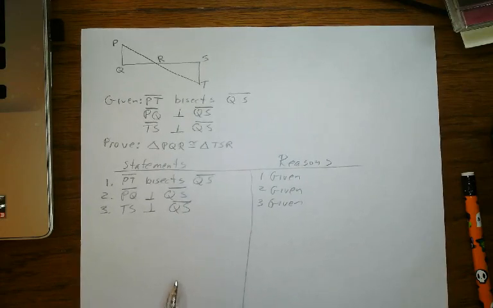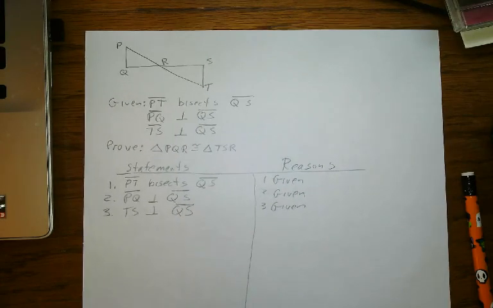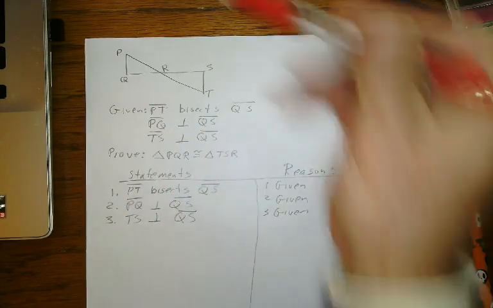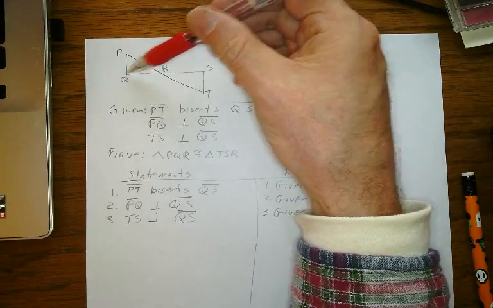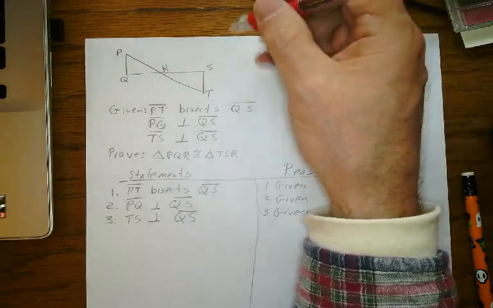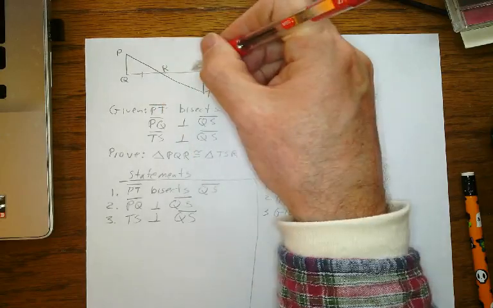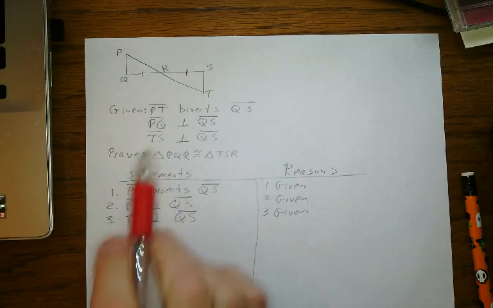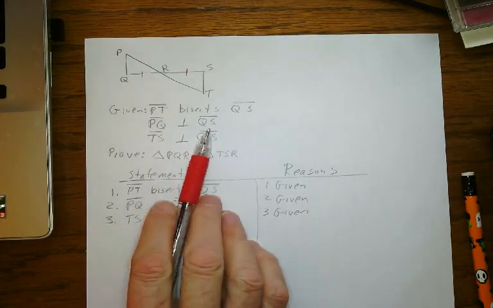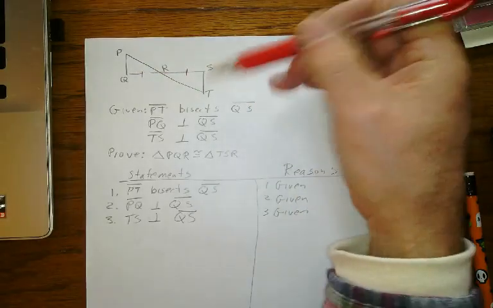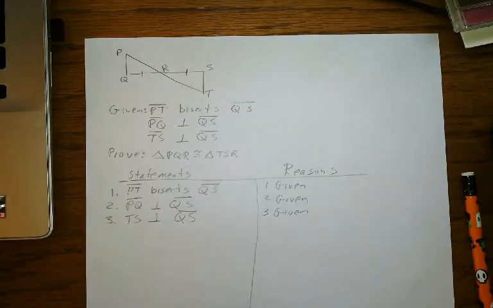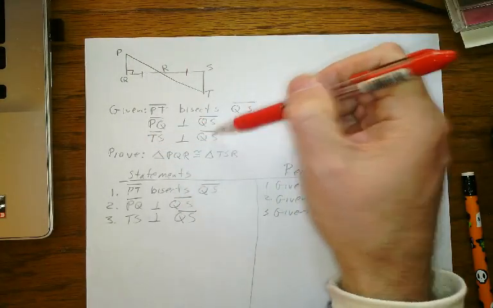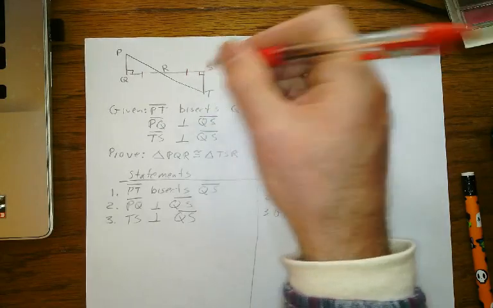What I want you to do next is mark your diagram based on what's given. So we look, we see that PT bisects QS. Here's PT, and it bisects QS. So hopefully you remember that bisect means cuts into two congruent parts. So we've marked the bisector. Then we have PQ perpendicular to QS. Here's PQ, here's QS, and hopefully you remember perpendicular means right angles. So I'm going to make the right angle there. And also TS is perpendicular to QS. So I'm going to put a right angle there.